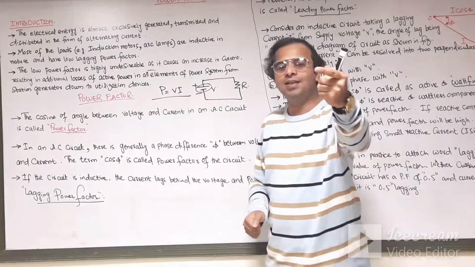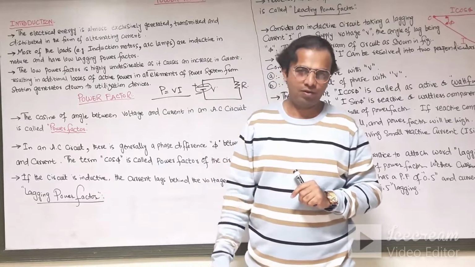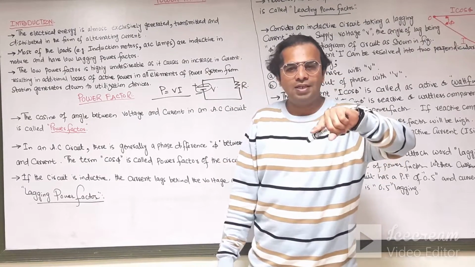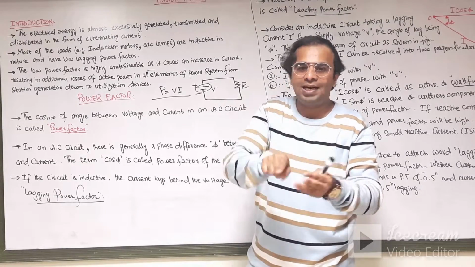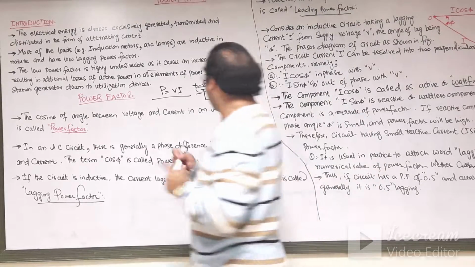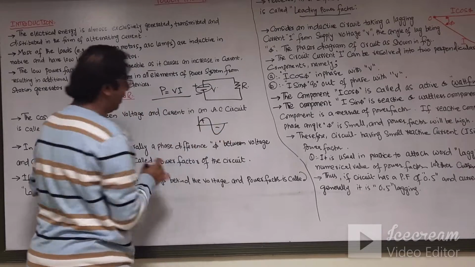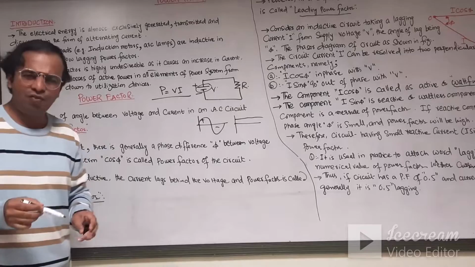So that angle between the voltage and current is called the power factor. Okay, so this is the phenomenon of that. The power factor is the cosine phi angle between voltage and current in the AC circuit, not in the DC circuit. AC circuit, because the AC sine wave has the positive and the negative half cycles. And in the DC circuit, there is only a steady state waveform.